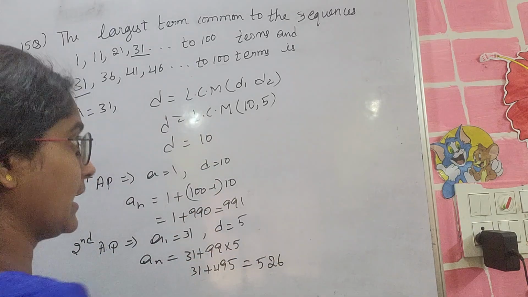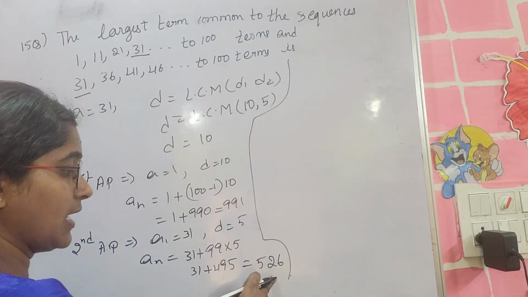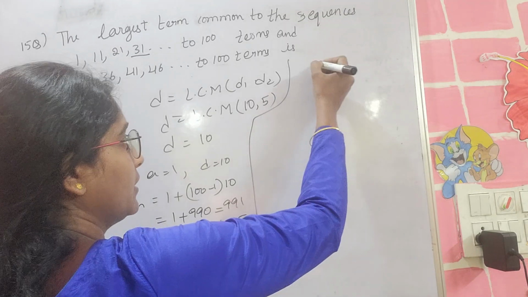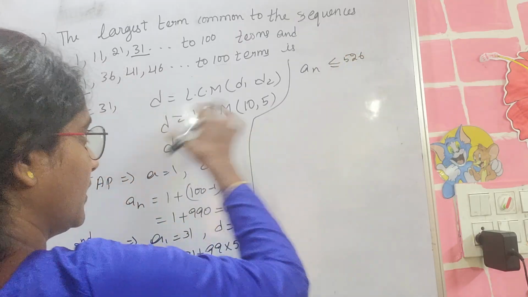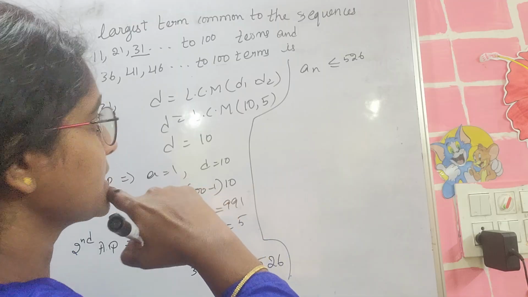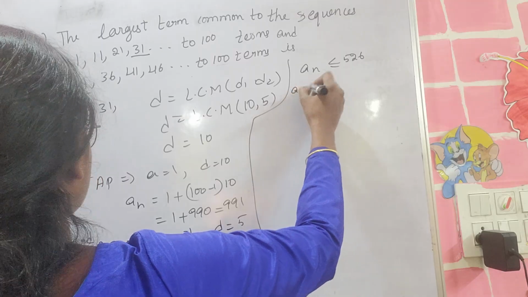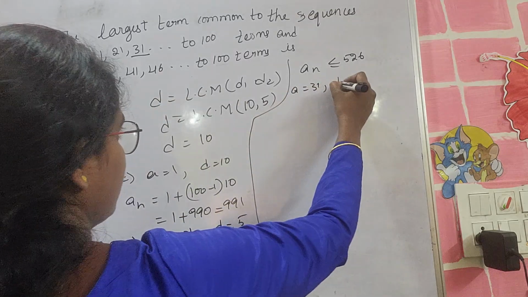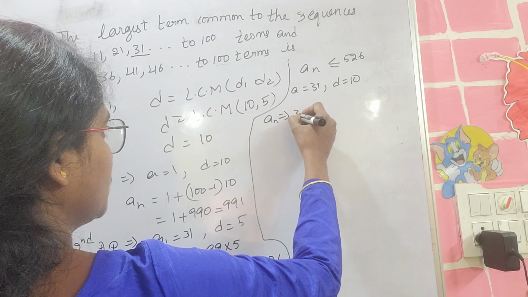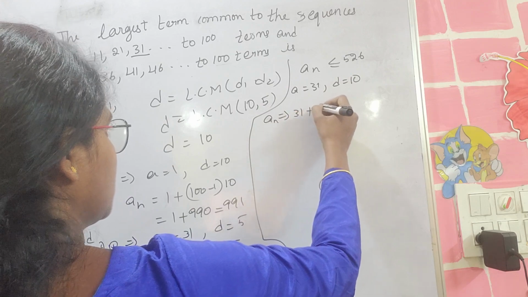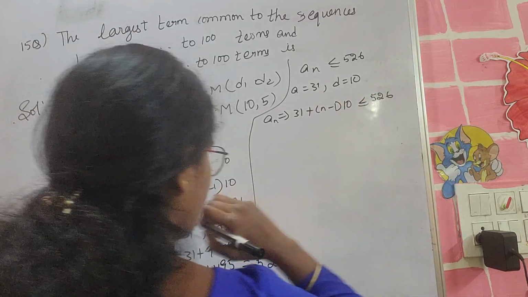So we'll take this as the new common series; the largest term will be less than this one. So here AN is less than or equal to 526. In that we'll find the n value and the last term. What is the A value here? 31, and the D value is 10. So we'll substitute in that: AN is equal to 31 plus n minus 1 into D, less than or equal to 526.